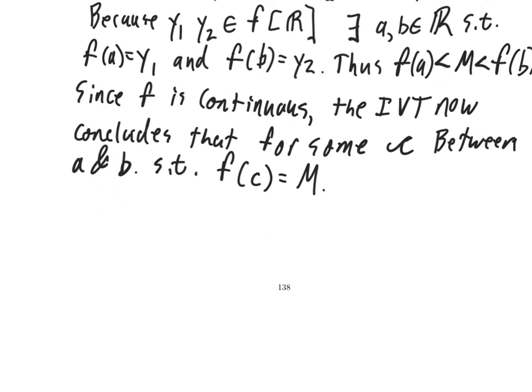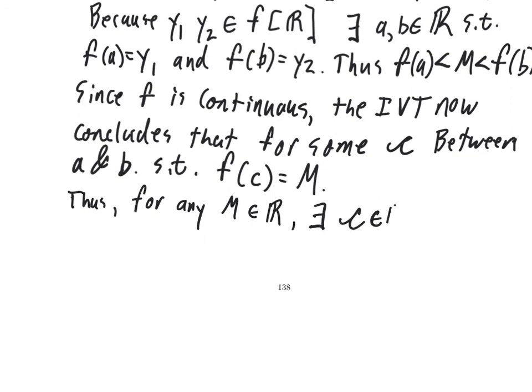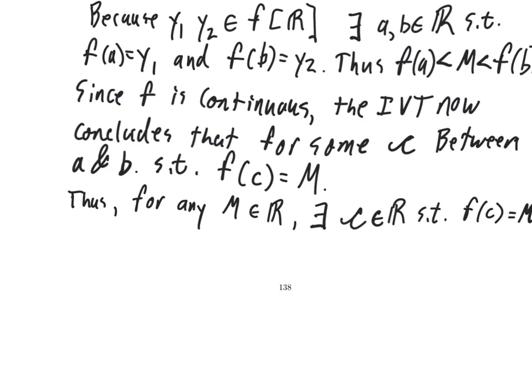Well, now let's summarize. Thus, for any m in R, we have exhibited some c in R such that f of c equals m. We conclude that f is onto.